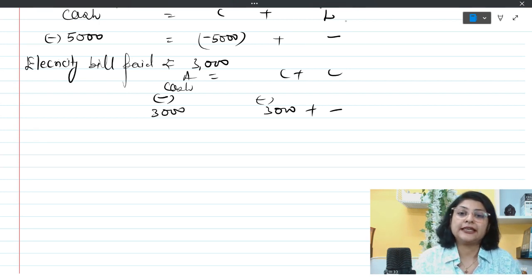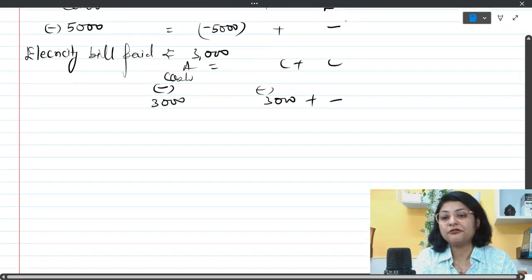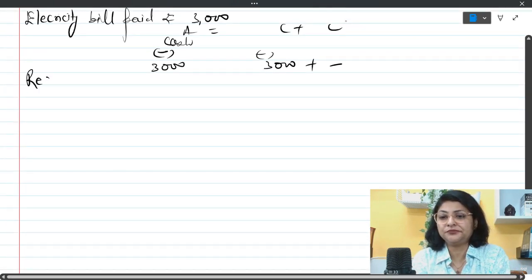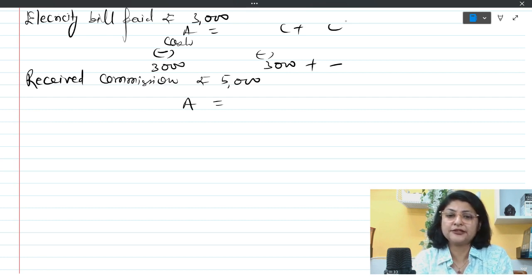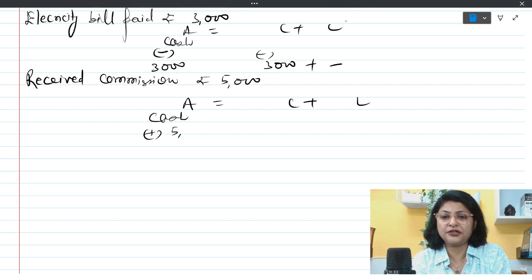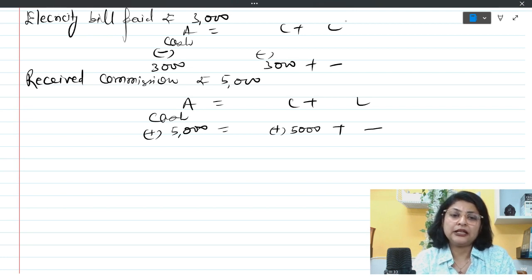Now, let's say we have earned something. So if I have received a commission of rupees 5,000, how am I going to write? My accounting equation is going to remain the same. Under assets, I will write cash. I will add 5,000 into this cash. Also, I will add 5,000 rupees into capital, and liability will remain as it is, no impact on the liability.